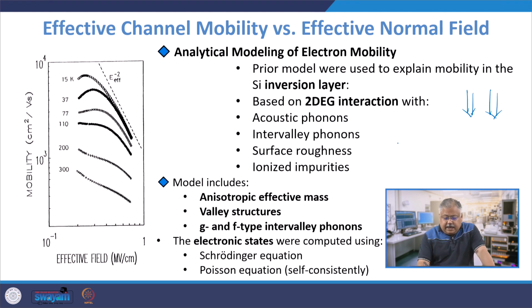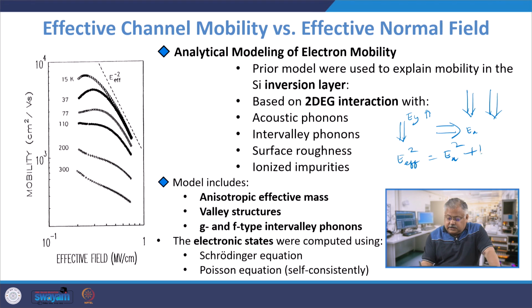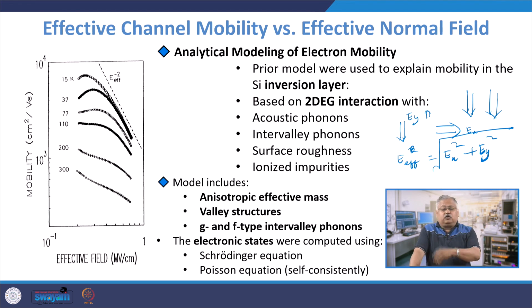What I am trying to say is this, that when you lower the dimension of the device and you are scaling down to low dimensions, the electric field in this direction, EY, not only increases, but the field in the EX direction also increases. So, the effective electric field in that case is E effective equals the square root of EX square plus EY square, right, and that has to be taken into account when you do a small channel device.